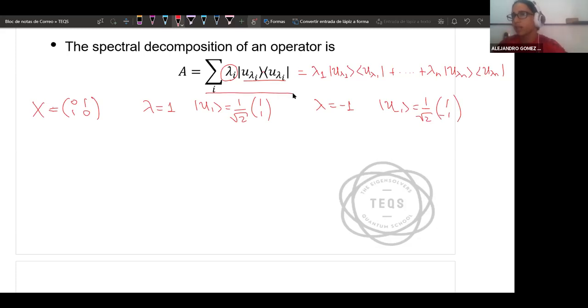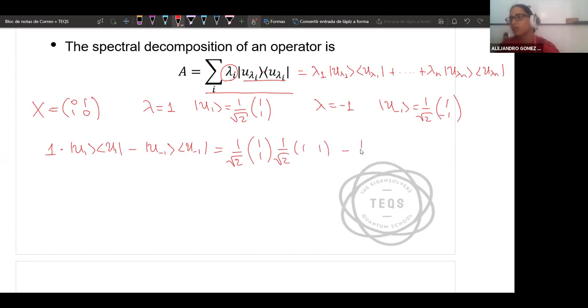Okay, so let's apply the right side of this equation. We have 1 times u1, minus u minus 1. So this is one over the square root of 2, (1, 1), times one over the square root of 2, (1, 1) as an outer product, minus one over the square root of 2, (1, minus 1), times the same. So this is one half of the matrix 1, 1, 1, 1, because 1 times 1 always gives you 1, minus one half of something.